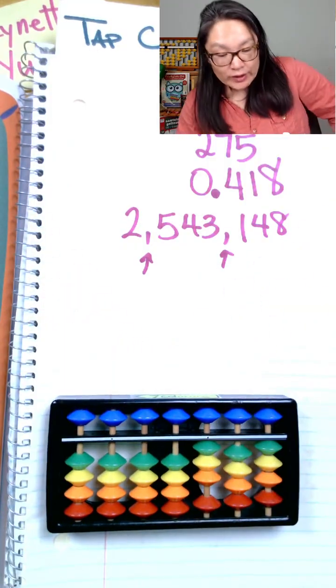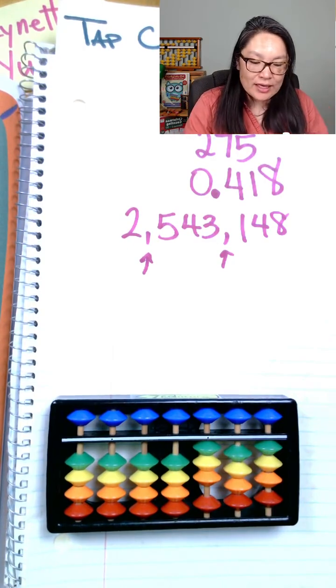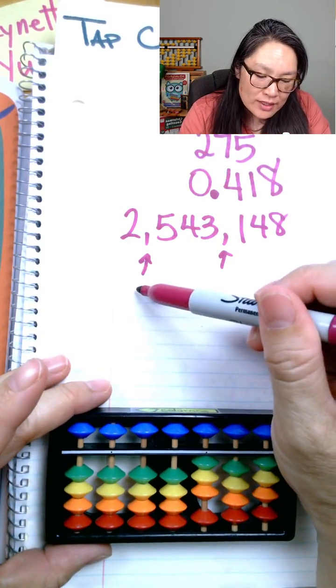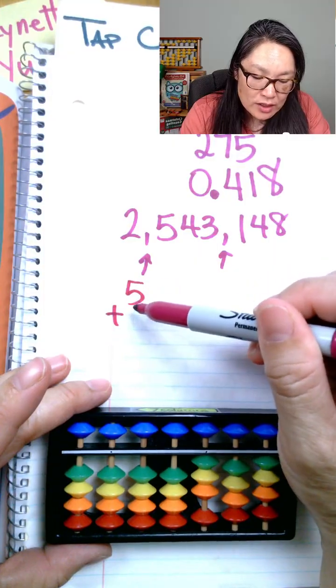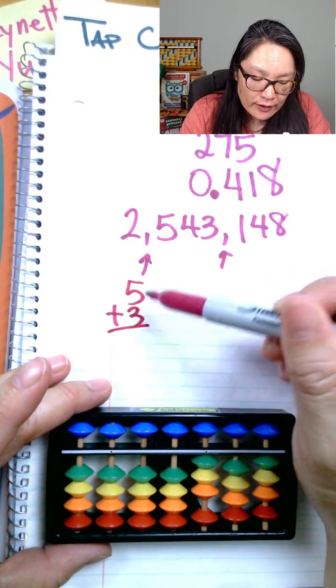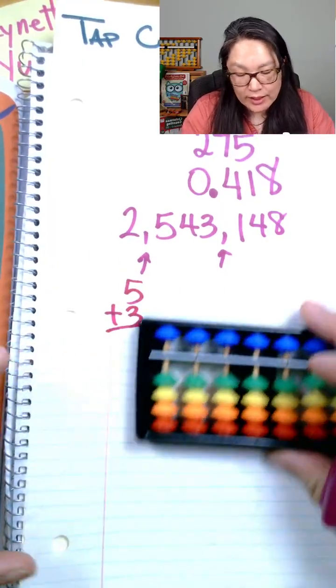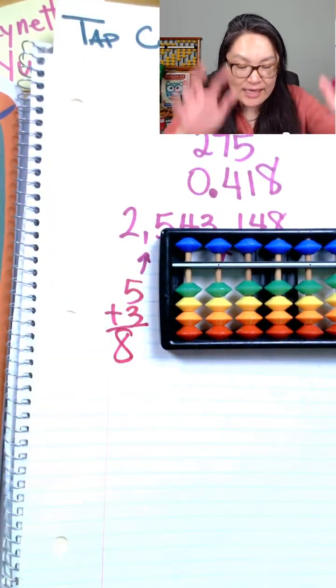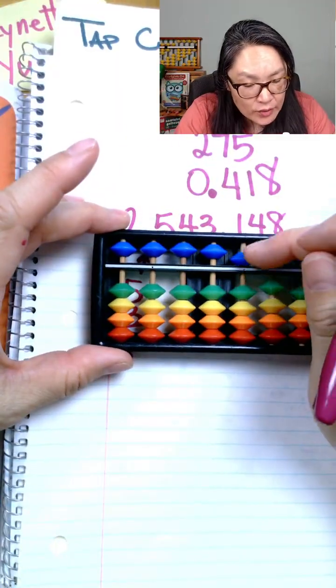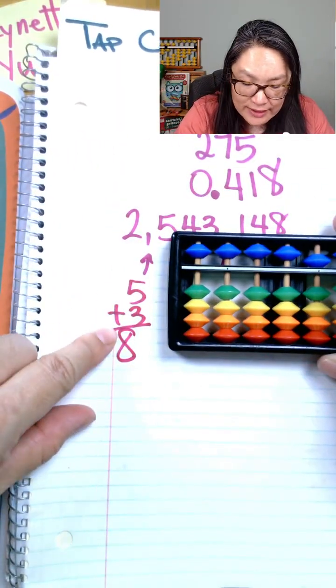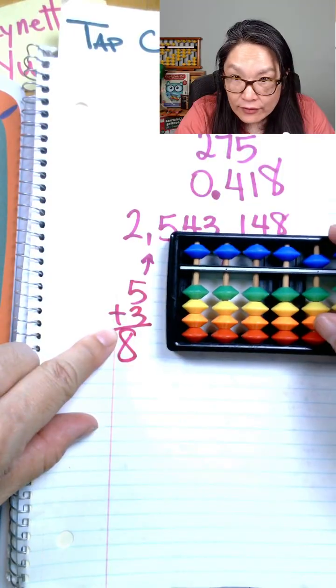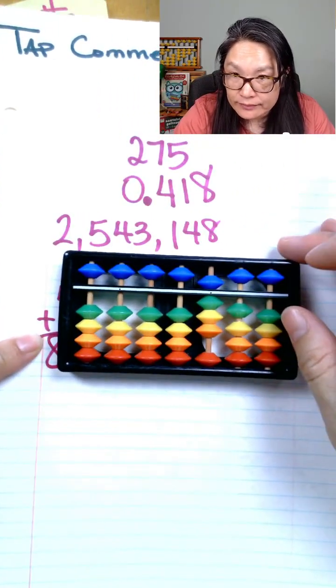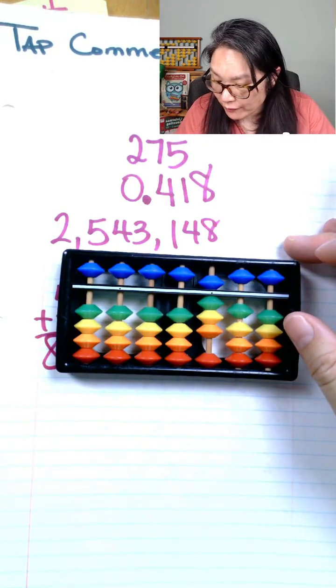When I was doing my research, I noticed one video was focusing on the result. The question was 5 plus 3, and they said, okay, it's 8, yay, it's 8. If I put this on the abacus, we have 5, and then plus 3. Let me move that over. So we have 5 plus 3.